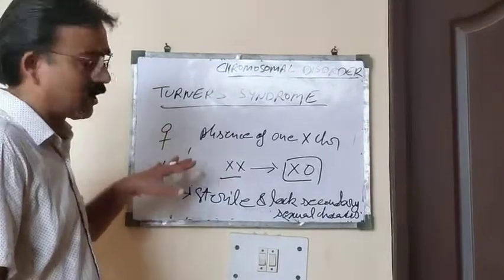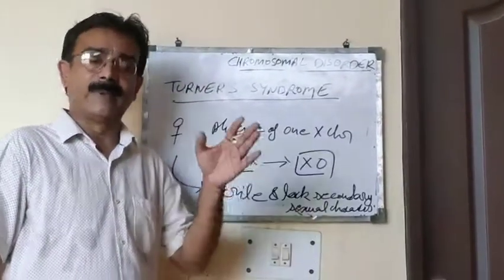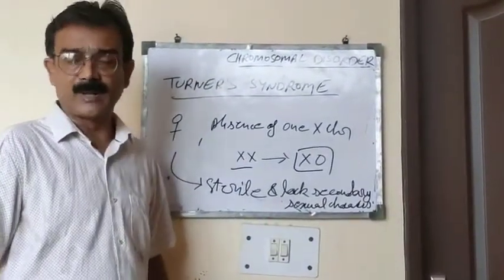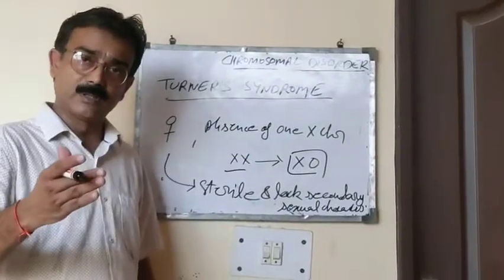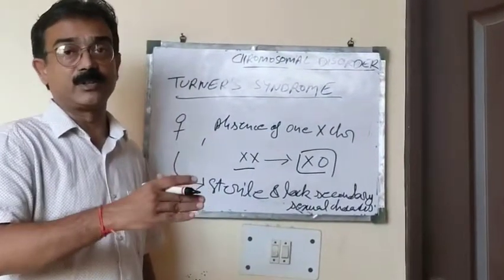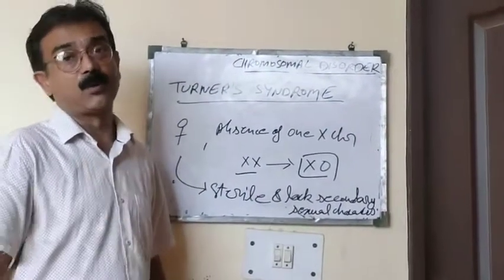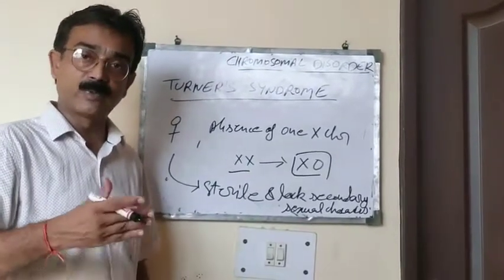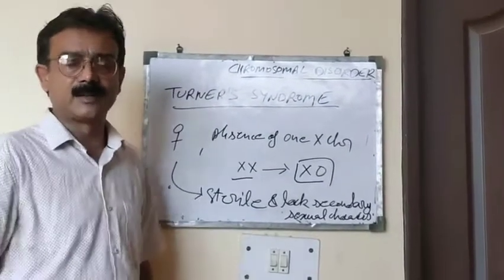So students, now in this video we have talked about Mendelian disorder and chromosomal disorder. You know, chromosomal disorder, as I told you earlier, is because of aneuploidy or polyploidy. Examples: Down syndrome, Klinefelter syndrome, and Turner syndrome.